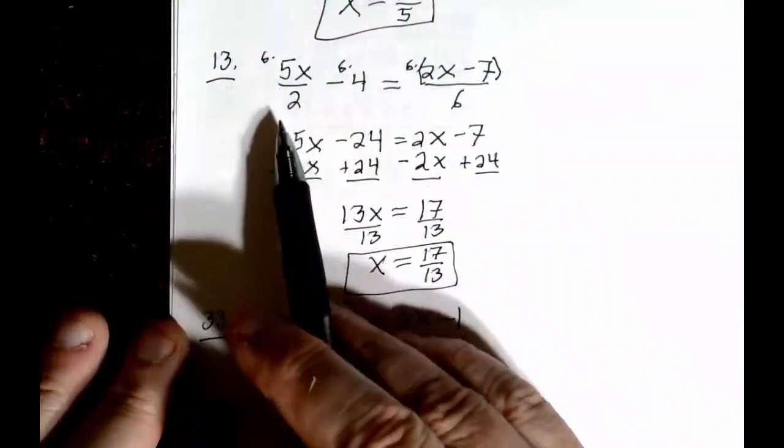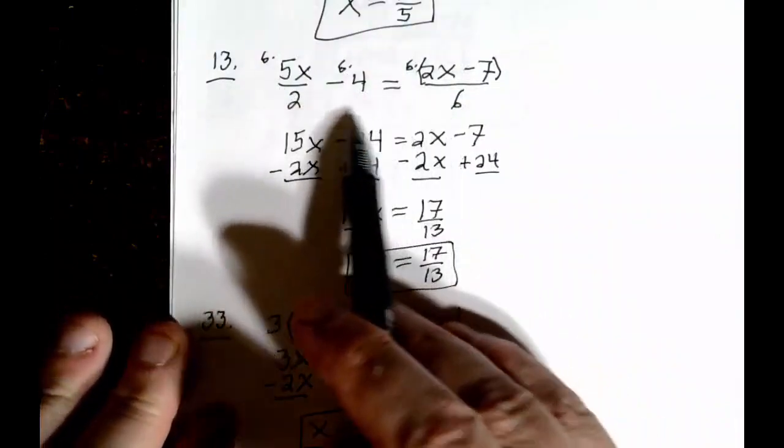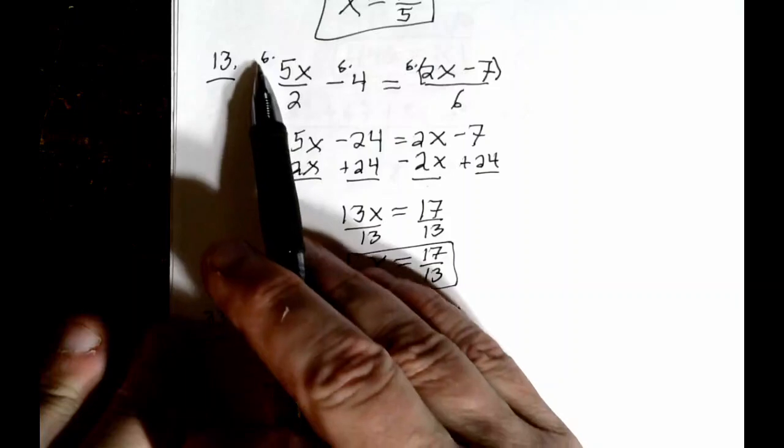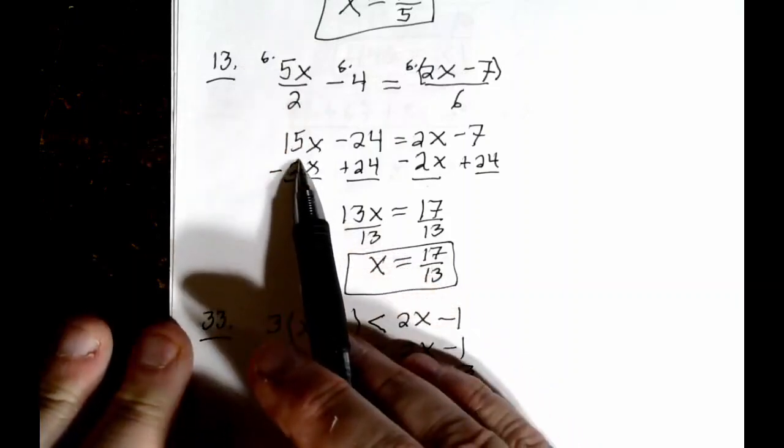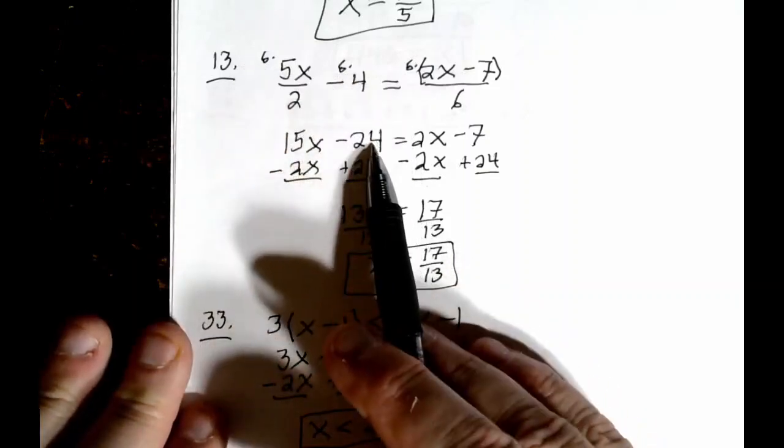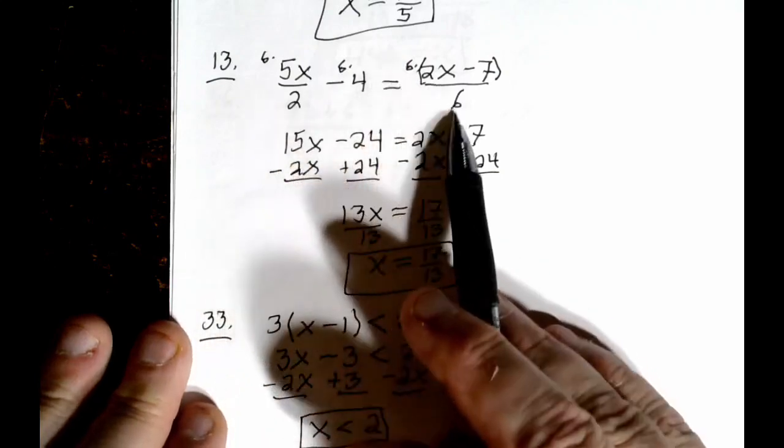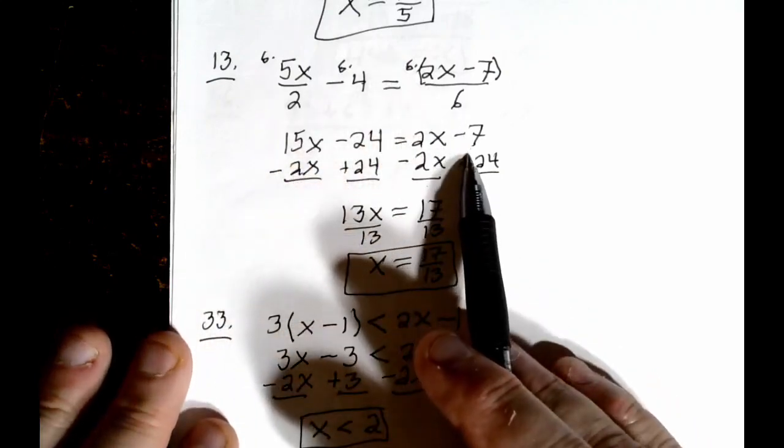Now in this one, common denominator of 6. Multiply each term by 6. This gives you 30 over 2, or 15. That gives you 24. And your 6 is completely canceled, even with just the numerator.